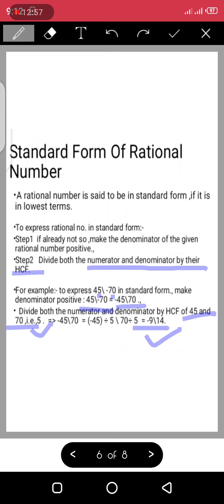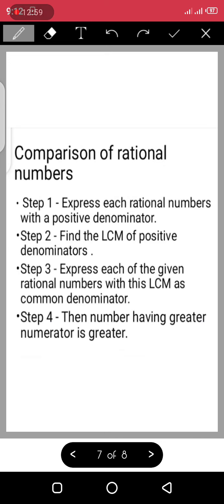Okay, now next we have comparison of rational numbers. How can we compare two rational numbers if they are given? So it is given in steps. Step 1: we have to express each rational number with a positive denominator. Firstly we will do that, each of the rational numbers should have a positive denominator.